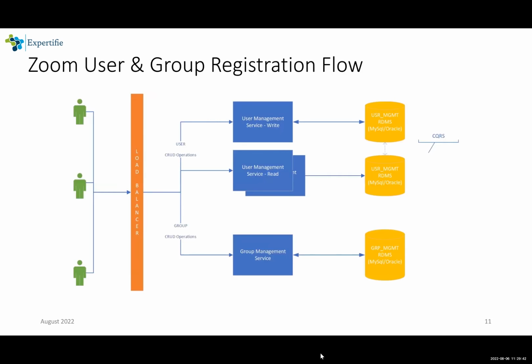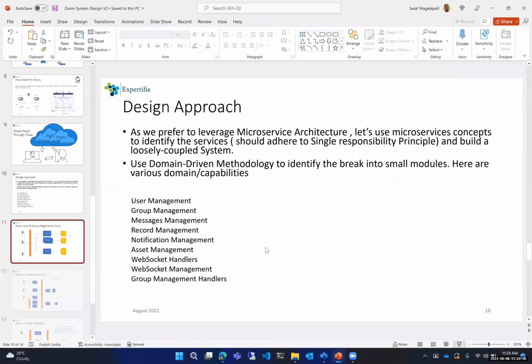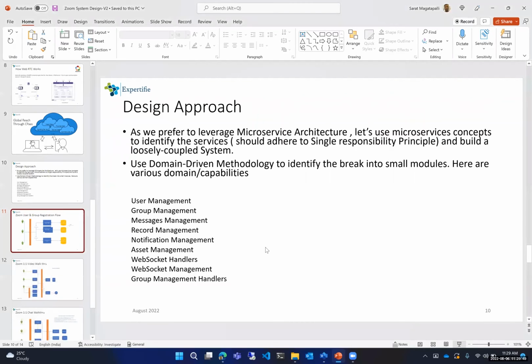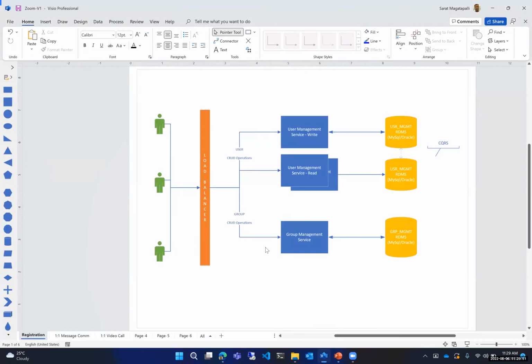Okay, let's go back to our diagram. First is user management. I have a lot of users, 1, 2, and 3, who want to register into the system. So I have something called the user management service. It's an API which is running on one of our instances. Let's say user 1 is registering.